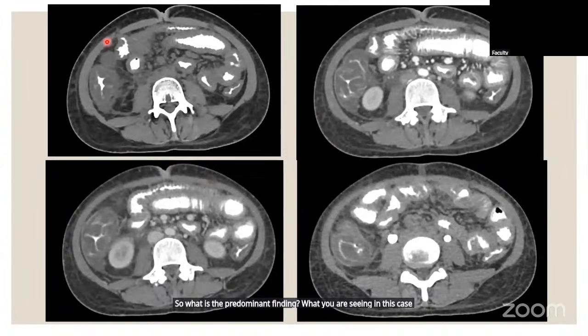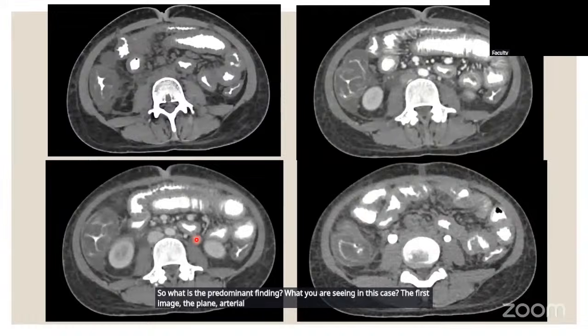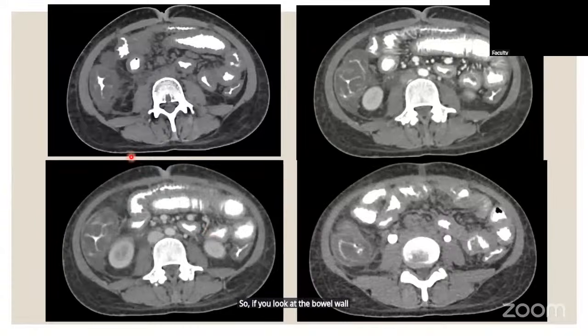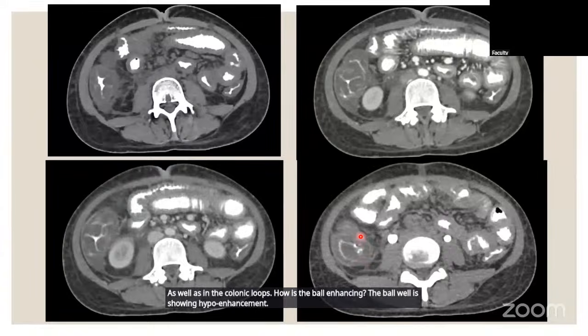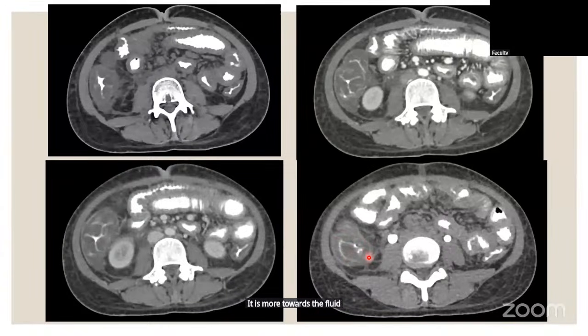The first image is the plain, arterial phase, venous phase, and the delayed phase. If you look at the bowel wall thickening, it is seen in the small bowel loops as well as in the colonic loops. How is the bowel wall enhancing? The bowel wall is showing hypoenhancement, more towards the fluid pattern of enhancement. It is more hypodense in the submucosa. Also, there is entrapment of the fluid oral contrast, which we have given, within the thickened haustral fold.